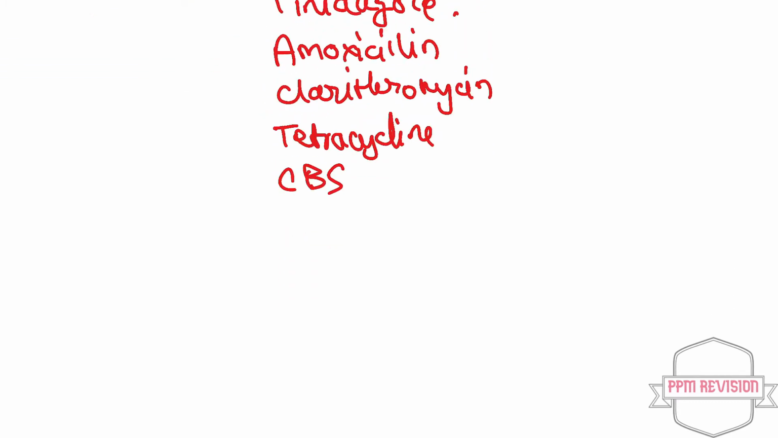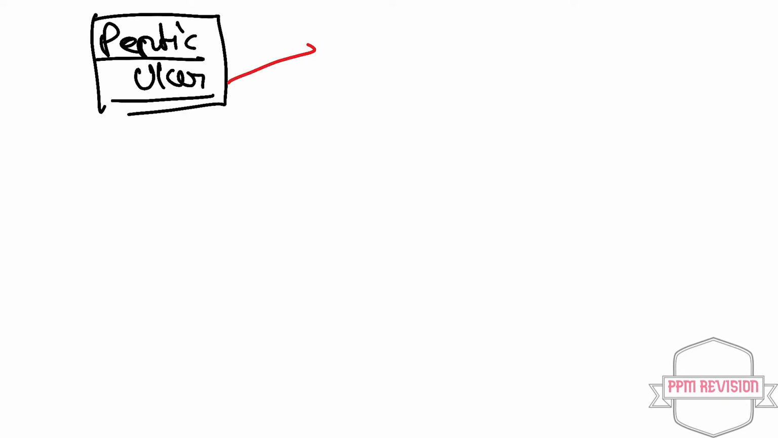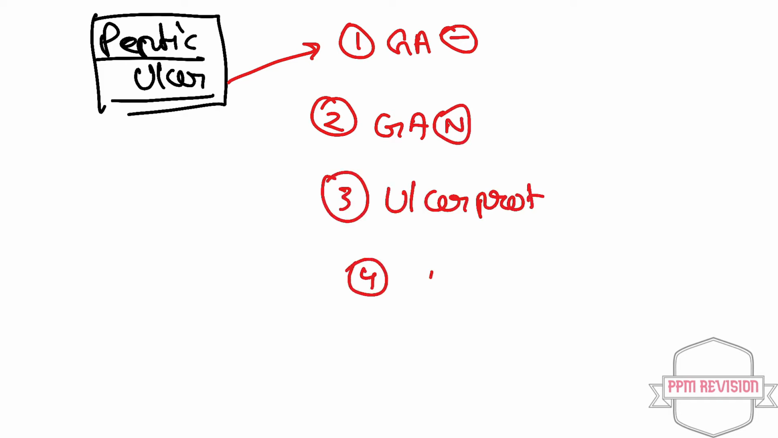Now I won't run through the entire thing again, but I'll just tell you, in case of peptic ulcer, how the treatment should be. So just going to recap the broad headings again. First one, gastric acid secretion. First, you inhibit the gastric acid. Second, you can neutralize the gastric acid. Third, you can give ulcer protectives. And fourth, you can also give the anti-H. pylori drugs. Okay, these are the headings.